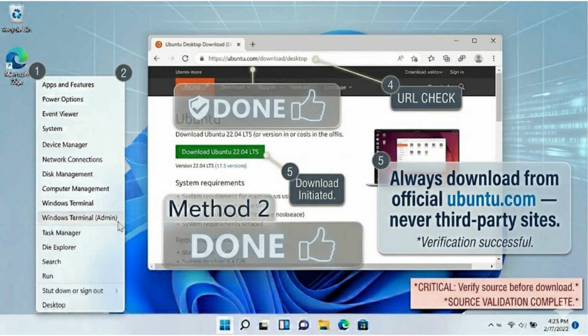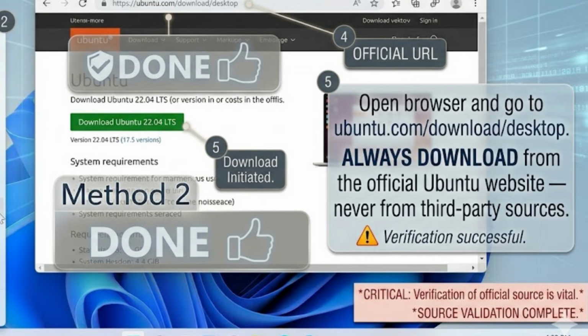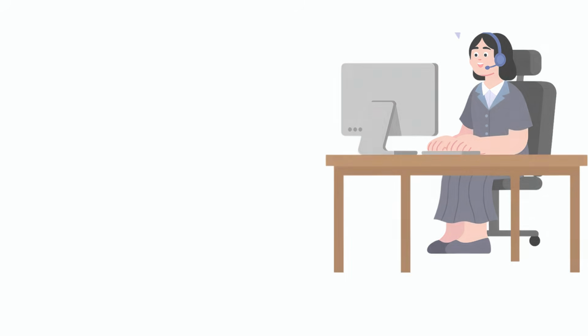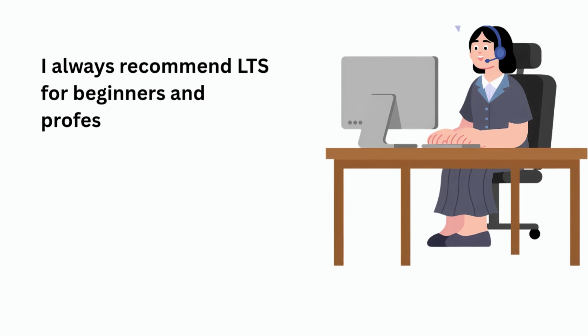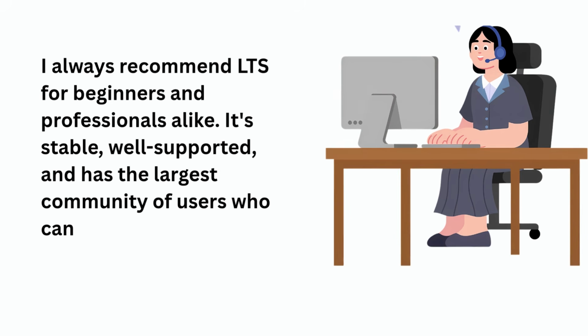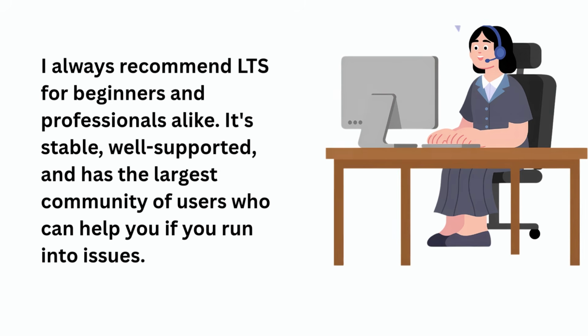Downloading the Ubuntu ISO. Open your browser and go to ubuntu.com/download/desktop. Always download from the official Ubuntu website, never from third-party sources. As of 2025, the latest long-term support version is Ubuntu 24.04 LTS, codenamed Noble Numbat. LTS means long-term support. Ubuntu will provide security updates and support for this version for 5 years. I always recommend LTS for beginners and professionals alike. It's stable, well-supported, and has the largest community of users who can help you if you run into issues.